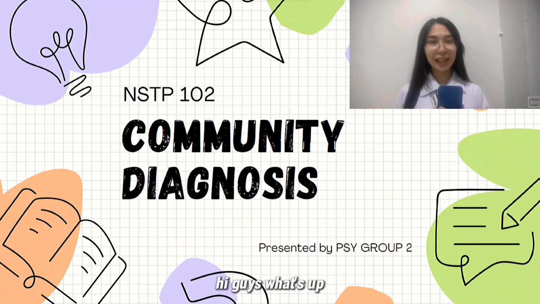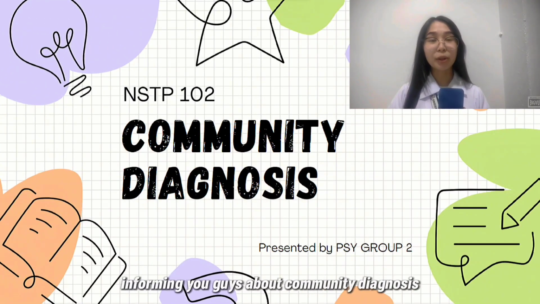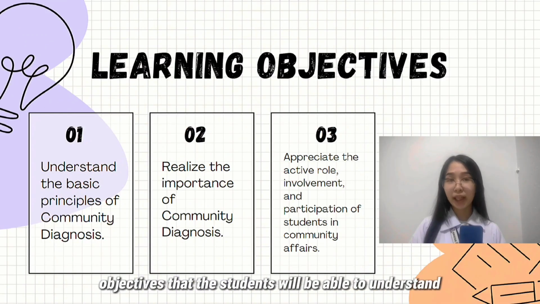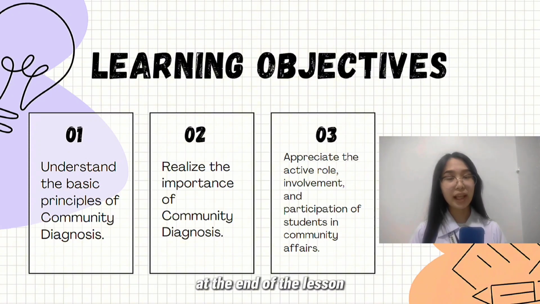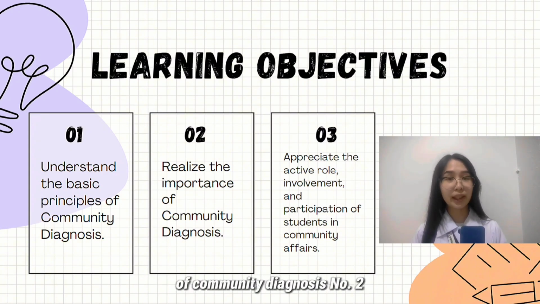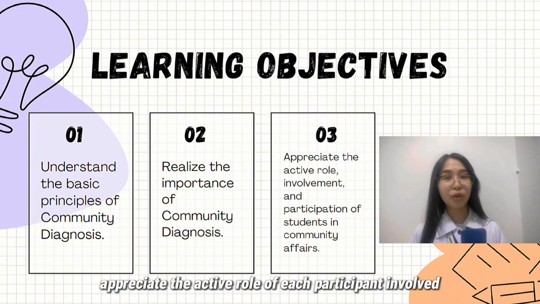Hi guys, what's up? This is the leader of Psych Group 2 informing you guys about community diagnosis. But first, let's tackle the learning objectives that the students will be able to understand at the end of the lesson. Number 1. First, we'll need to be informed of the basic principles of community diagnosis. Number 2, realize it's important. And lastly, appreciate the active role of each participant involved.